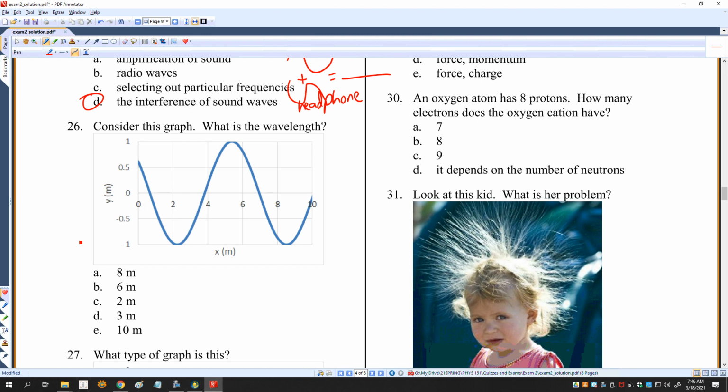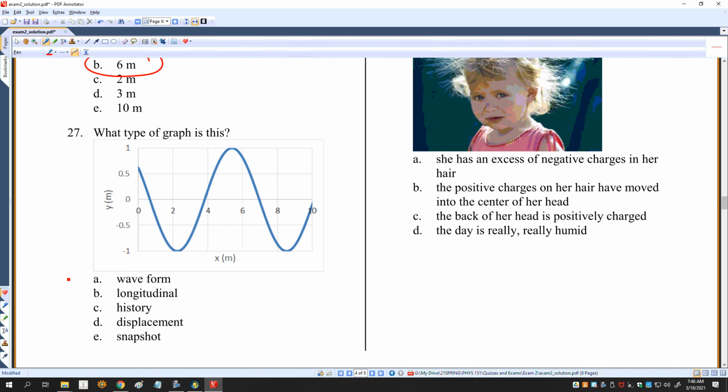All right, here, what is my wavelength? I'm just gonna go from right here to right here. You can pick any 2 points. So a little bit above 2 to a little bit above 8, so that's going to be 6. What type of graph is this? The important thing here is y and x. Really, this is the most important axis. Since it has a position on that axis, it is a snapshot. If it were time, it would be a history graph.